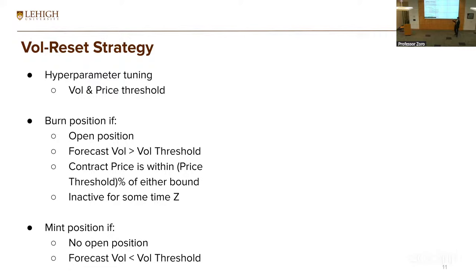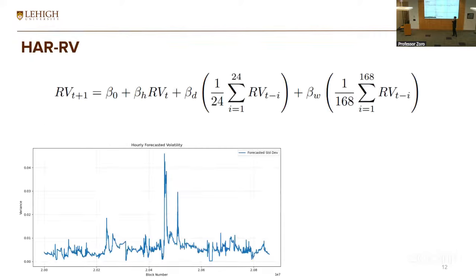I'm going to burn the position if we already have an open position and our current forecasted volatility is above the volatility threshold, which is what I'm tuning. And also if our contract price is within the price threshold percent of either bound. So if I have a price threshold of 3%, say I fall 3% below becoming active, that's when I'll burn the old position. And then I mint a new position if I currently don't have an open position and volatility is low enough that it's time for me to rebalance.